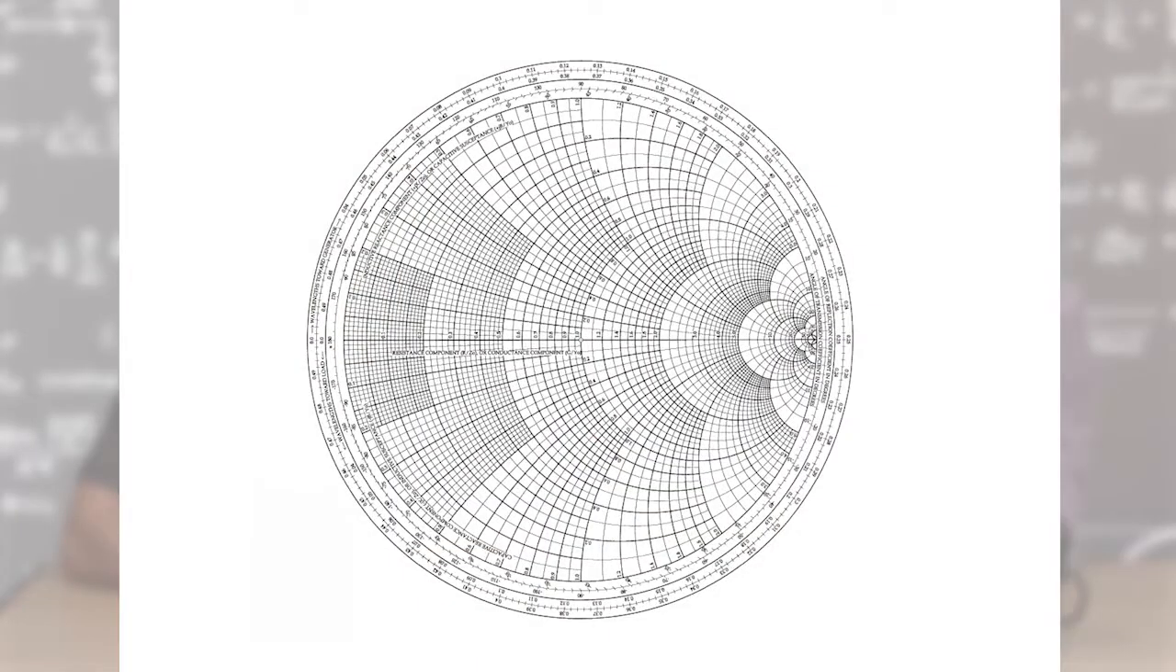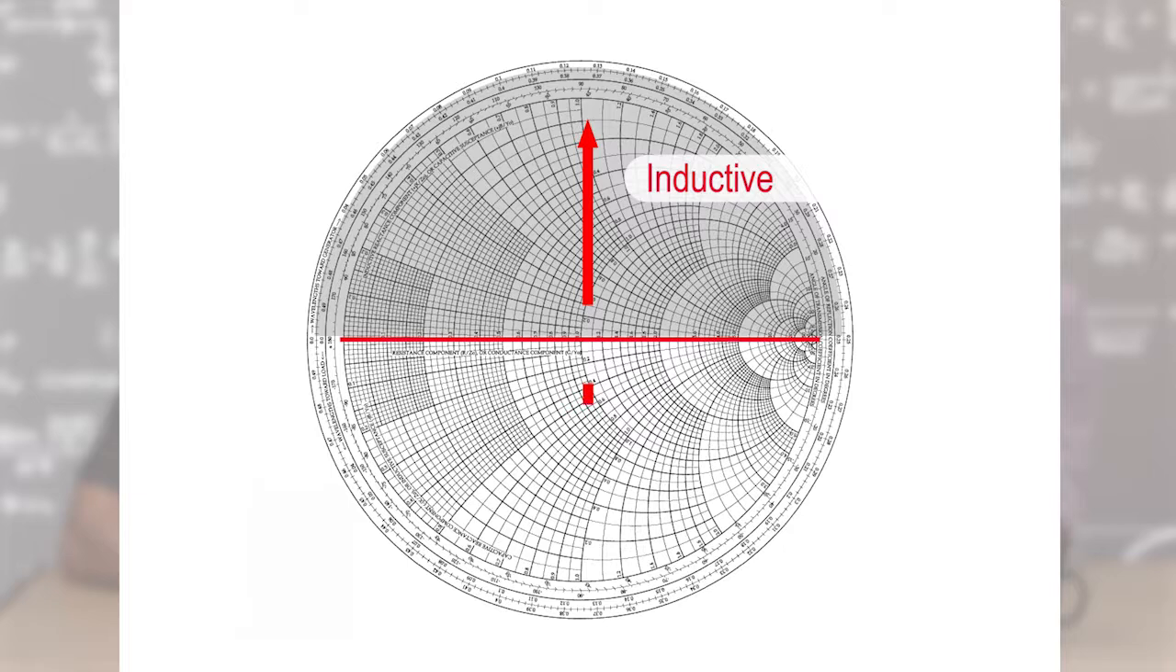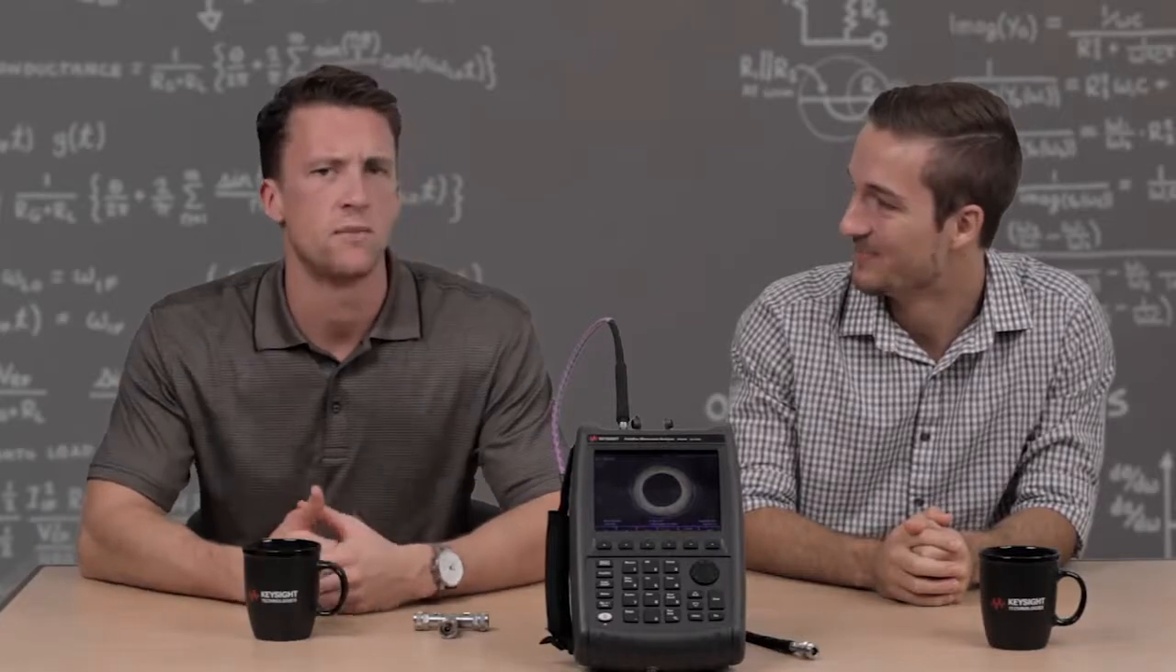If we look at a Smith chart for complex impedance, from left to right we have 0 ohms going all the way up to infinity ohms. Phase angles that lie above this line represent inductive quantities, and phase angles that lie below this line represent capacitive quantities. So why don't you explain what we have set up here, David?